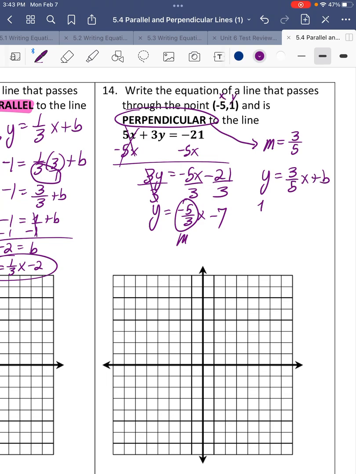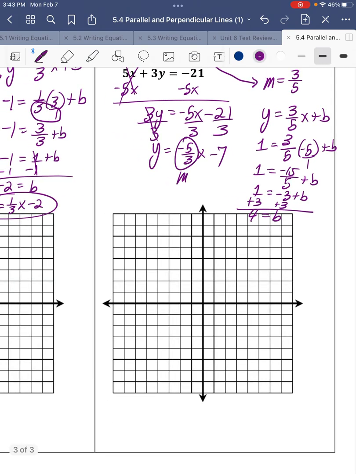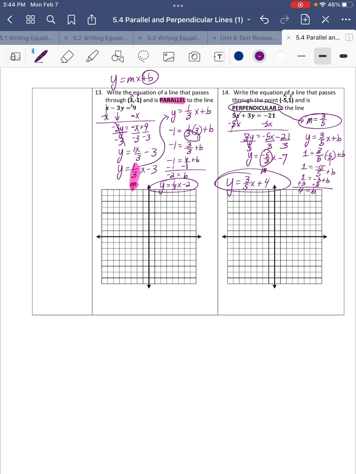All right, so use that slope with our new equation. Here's our point, negative 5, 1. So I'm going to replace the y with 1. Replace the x with negative 5. Represent negative 5 with the 1, so it's a fraction. Multiply your numerators. 3 times negative 5 is negative 15. Multiply your denominators. 5 times 1 is 5. Negative 15 divided by negative 5 is negative 3. And you get 4 equals b. So we have y equals 3/5 from our slope, x plus 4.